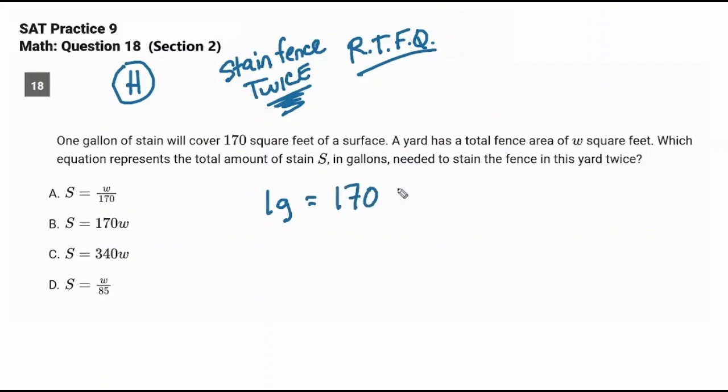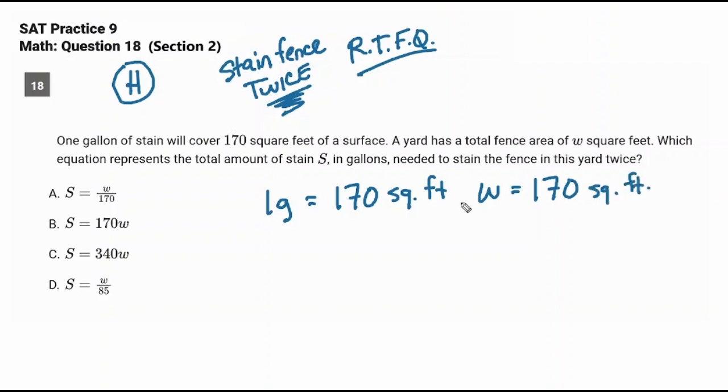All right, 1 gallon is what? 170 square feet. We want to do W square feet. We can make W whatever we want. What do you want it to be? How about 170? That's really easy. So W is 170 square feet.